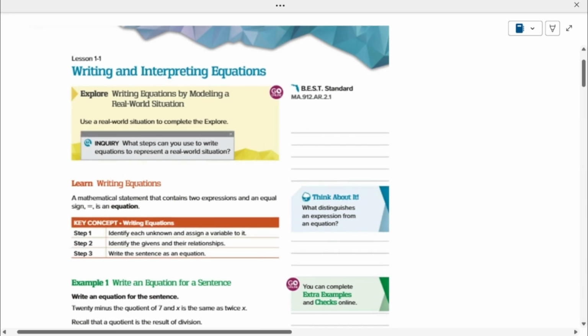Welcome to this video lesson on 1-1. We're starting on page 5 today in your textbook, and we're going to be writing and interpreting equations.